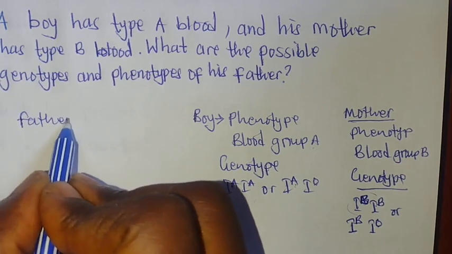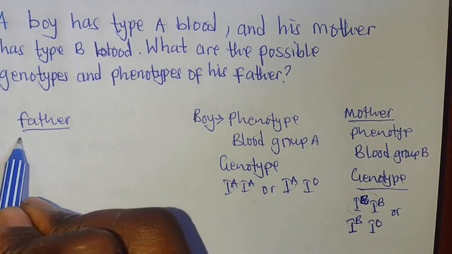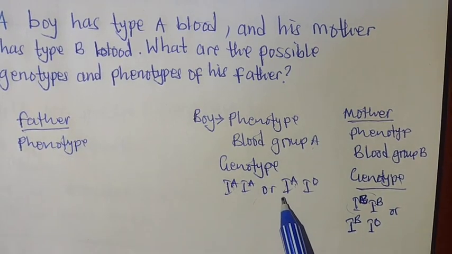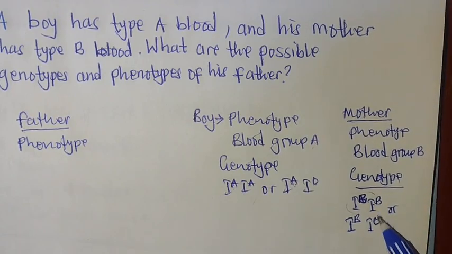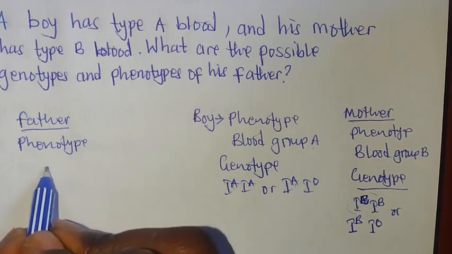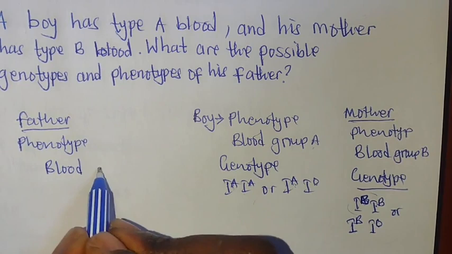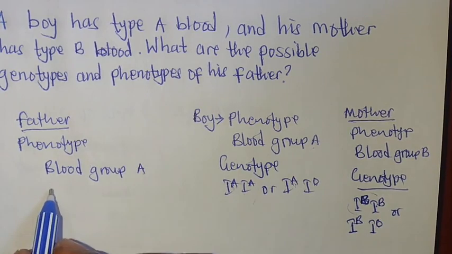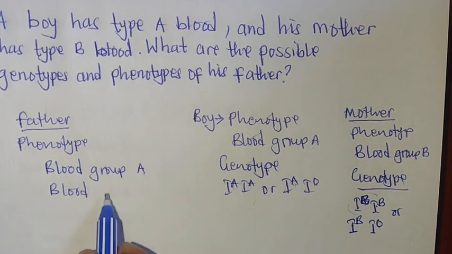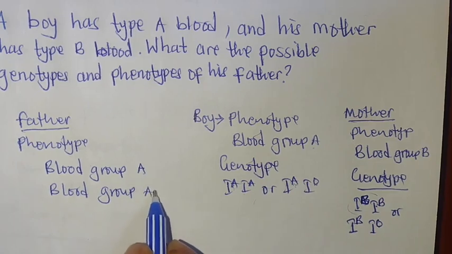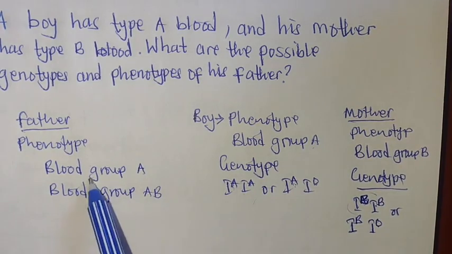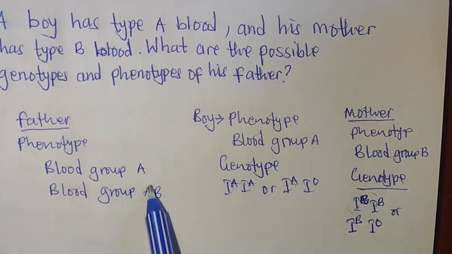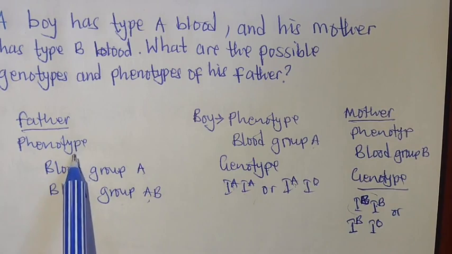So this tells us that for the father, now we look at the possible phenotype that he can have. Because we have seen that the child is having the allele for blood group A. The mother is either this or this. So the father can either be blood group A, or blood group AB. This is for the father. Can either be blood group A or blood group AB, so that the child can also get one of the alleles for blood group what? A. So this is the possible phenotype of the father.